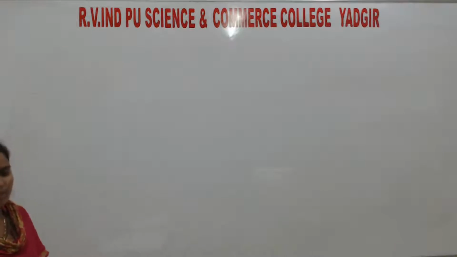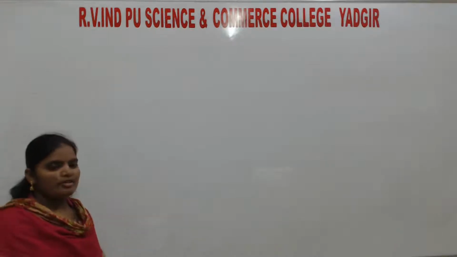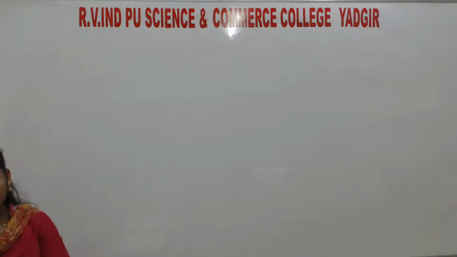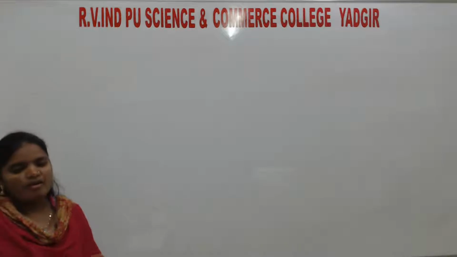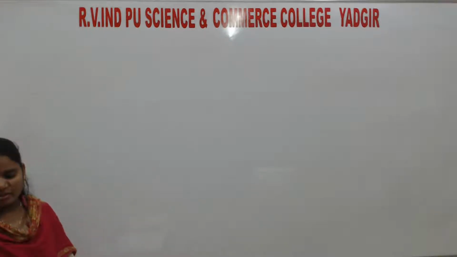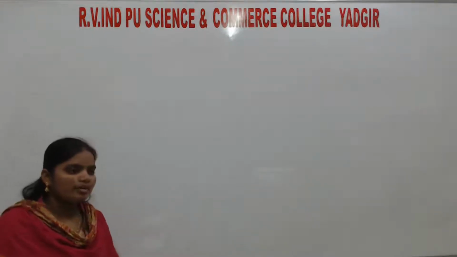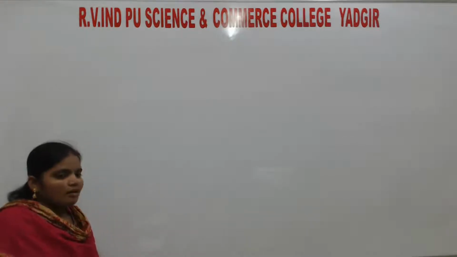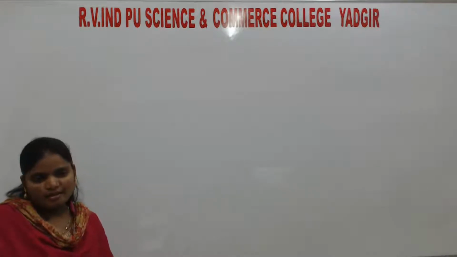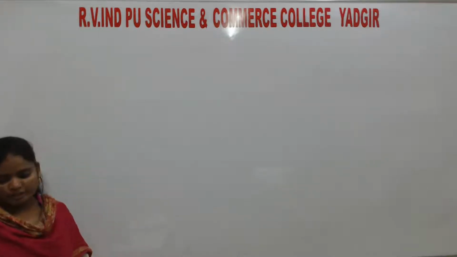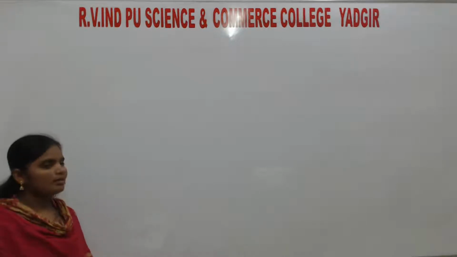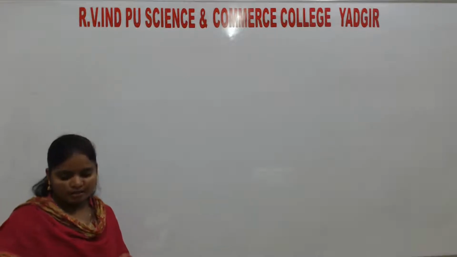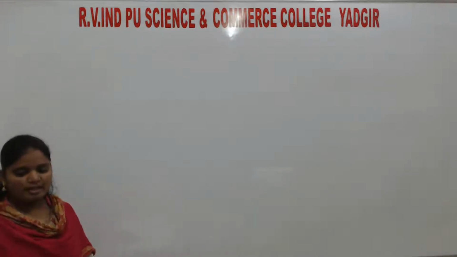In the last class, we discussed gravimetric estimations. The first example was the estimation of iron from ferrous ammonium sulfate, that is, how much iron is present in the ferrous ammonium sulfate solution. In today's class, another example of a common determination, the second gravimetric estimation.